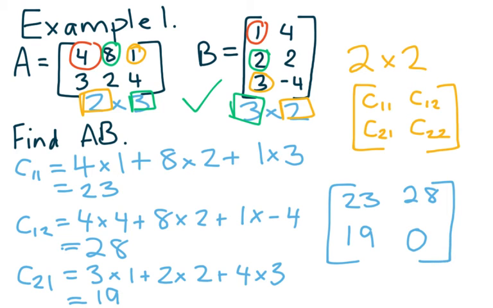So our final answer for the multiplication of matrix A times matrix B gives us a square 2 by 2 matrix, which is 23, 28, 19, and 0. And we just need to make sure you do the corresponding rows and columns in each spot to get each position of the answer. So we'll do a second example.